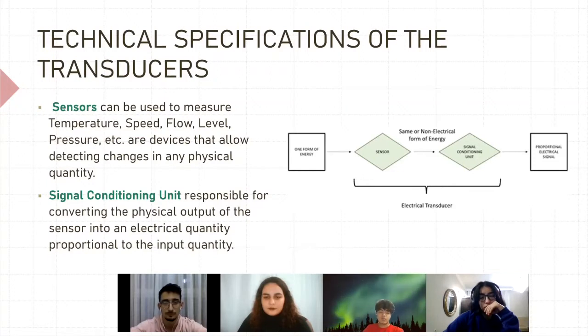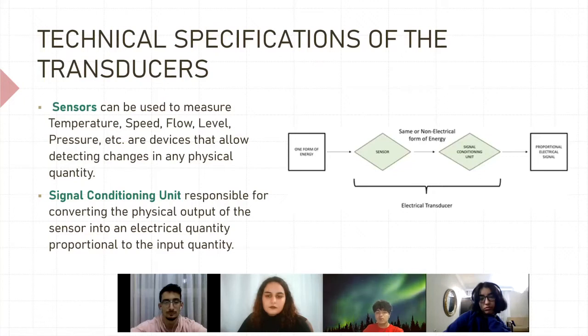Sensors are one of the main parts of transducers. Sensors detect the change in any physical quantity such as temperature, velocity, flow, level, pressure, etc. in the input part and reflect it as a change in the output quantity. Both the input and output quantities of the sensor are physical. Another main part of the transducers is the signal conditioning unit. The signal conditioning unit converts the physical output of the sensor into a proportional electrical signal.